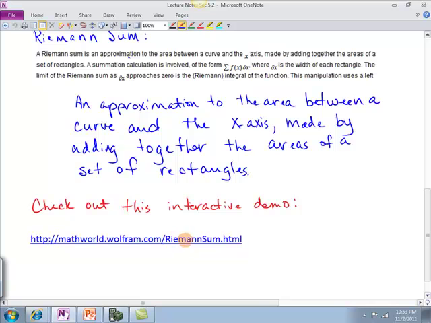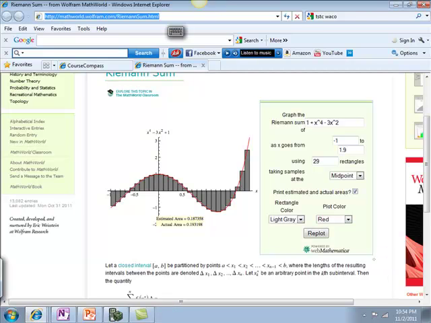There is a nice interactive video here that you could go to and see how that works. Let's see if I can make that happen for us right now. This is what that interactive site brings you to. They've graphed a curve here, 1 plus x to the 4th minus 3x squared. You could put any curve you wanted in there, and you have an interval that you're going from negative 1 to 1.9. And they use 29 rectangles. Let's see what we get.